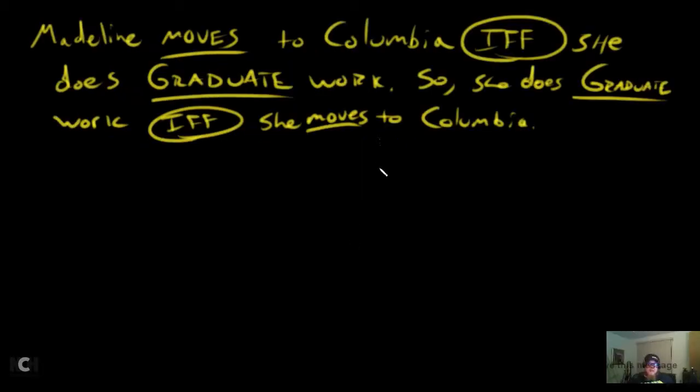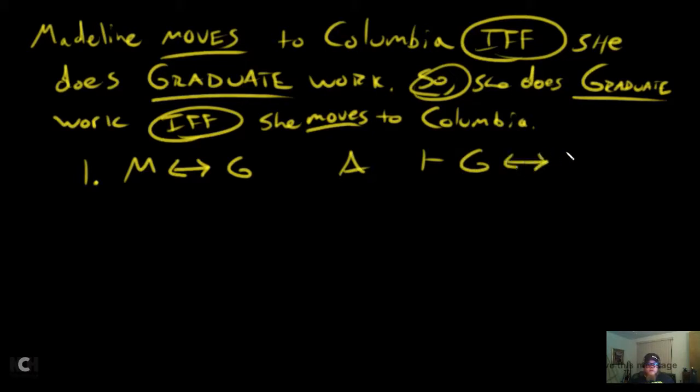Alright, let's take a look at an example of a sample problem with double arrows in it. So this says, Madeline moves to Columbia if and only if she does graduate work. What would that be? Line 1. Okay, she moves to Columbia if and only if, so double arrow, she does graduate work. Assumption number 1. And then it says, so, which means, here's what we're solving for. So, prove this. She does graduate work if and only if she moves to Columbia.